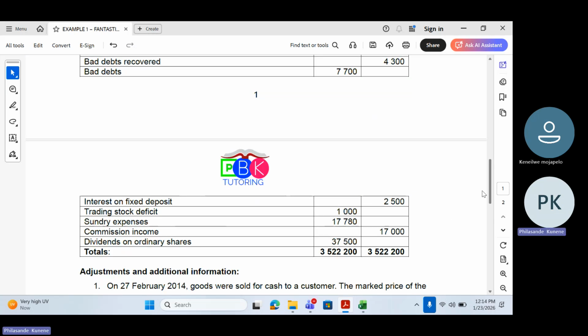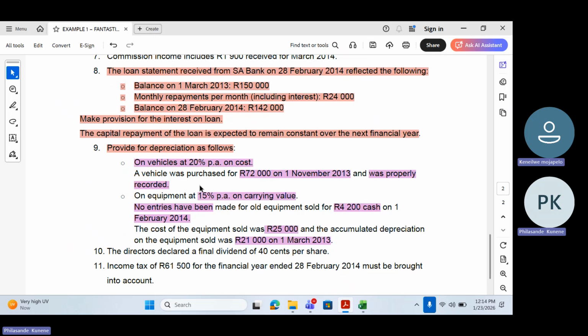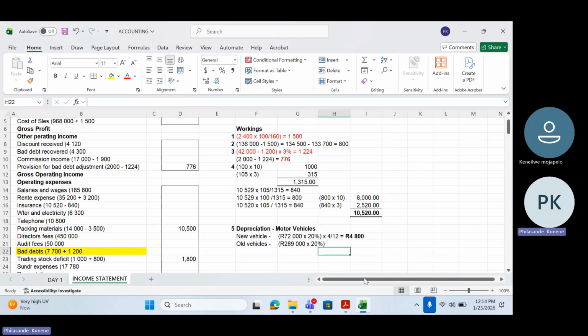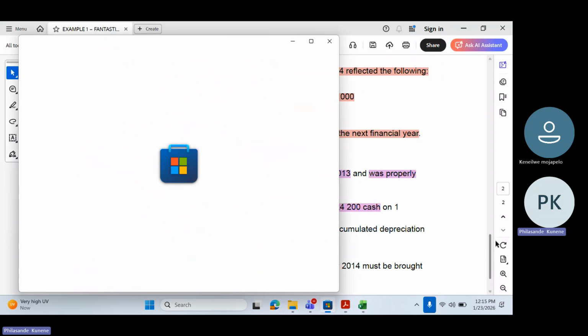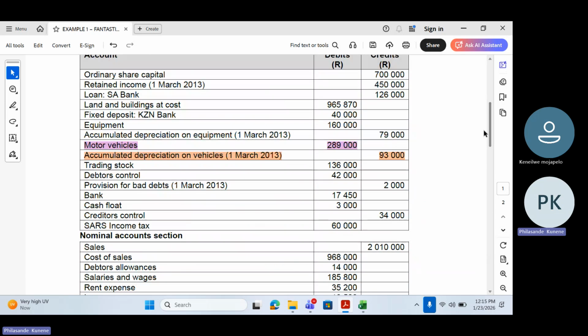motor vehicles, right? But now I want you to notice something, Kinelo. Because they're saying here, a vehicle was purchased for 72,000 on 1 November 2013 and was properly recorded. Can you see this? And was properly recorded, because this 72,000 is already included in this 289. The 289 that is sitting in the trial balance is already included here because it was properly recorded when it was purchased. Are you still with me?